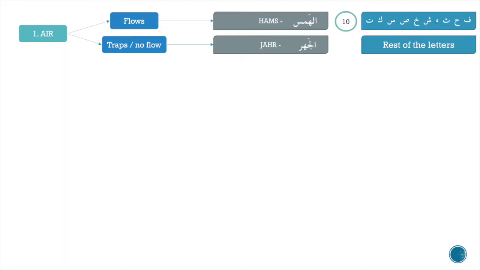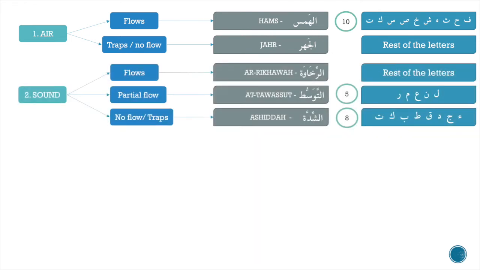So just to recap on what we have learnt so far, in regards to air flows and air does not flow. Air flows is known as hams, and there are 10 letters that fall into this category. Air does not flow, which is known as al-jahar, and that is the rest of the letters. In regards to sound, sound flows, which is known as a rikhawa. Sound partially flows, which is known as tawassut, and sound does not flow, which is known as a shidda.